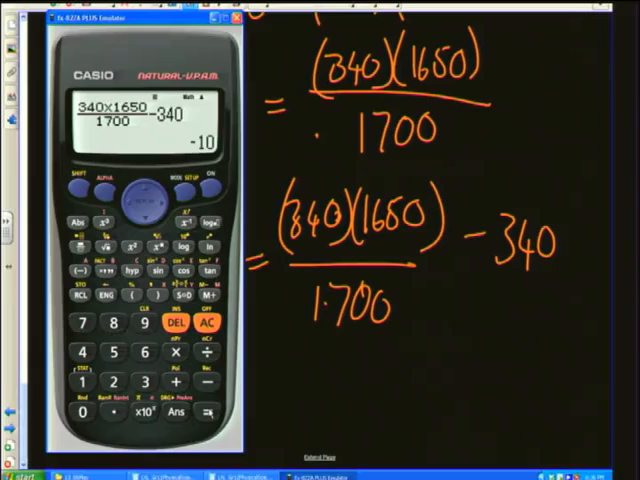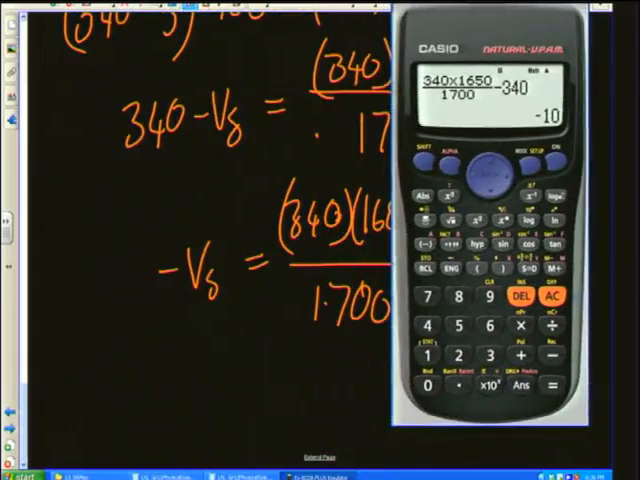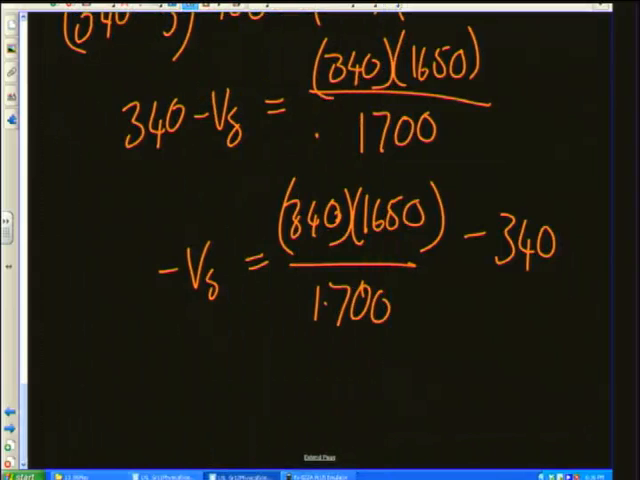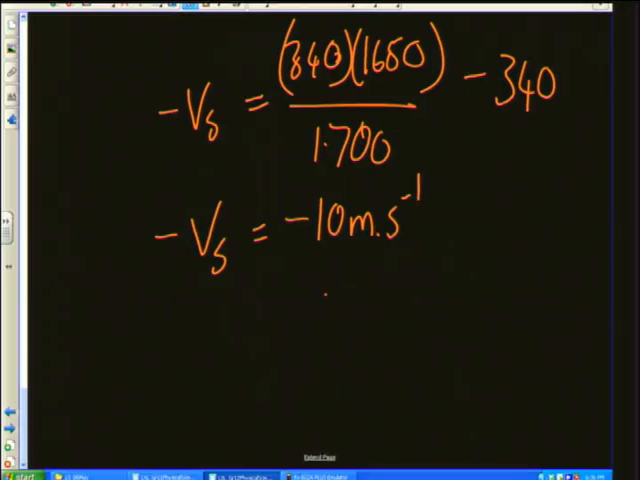Yeah, negative 10. What am I going to do now? If I get this answer, guys, be very careful. We said VS is negative 10 meters per second. What does that mean? Do we have to say opposite? No, no, no. Just divide both sides by the negative, and we can say, therefore, VS is equal to 10 meters per second.